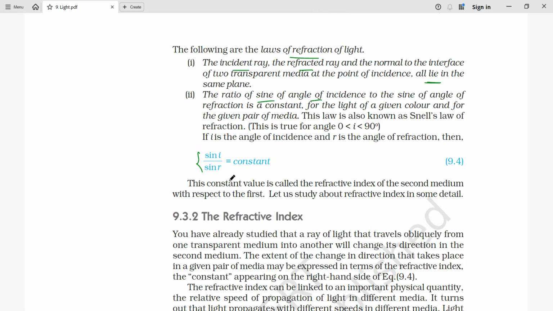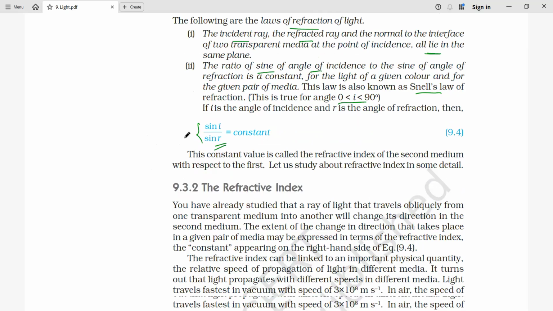So for light of a given color and for a given pair of media, this ratio is constant. This law is also known as Snell's law of refraction, and this angle i, the incident angle, lies between 0 and 90 degrees. I is the angle of incidence, r is the angle of refraction. So finally, sine i by sine r is a constant. It is called Snell's law. This is purely about refraction.